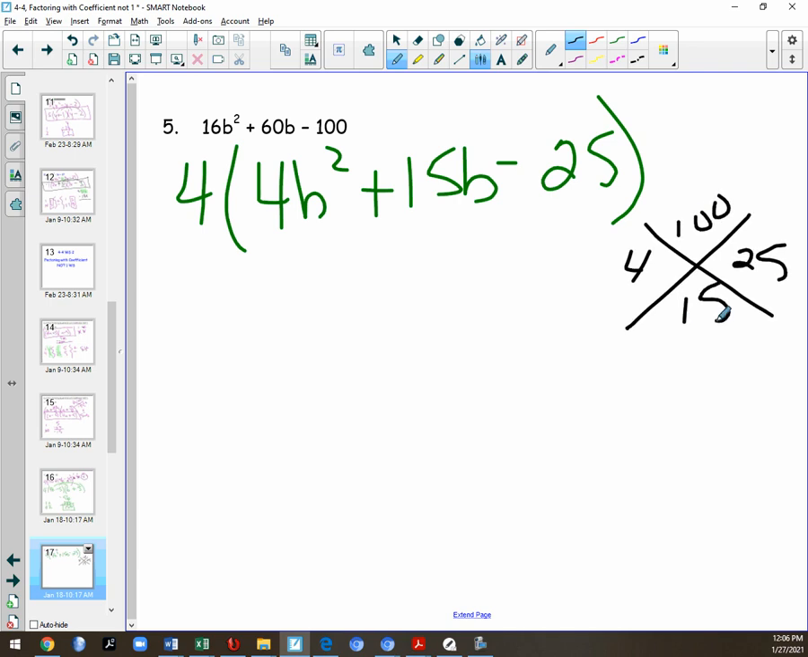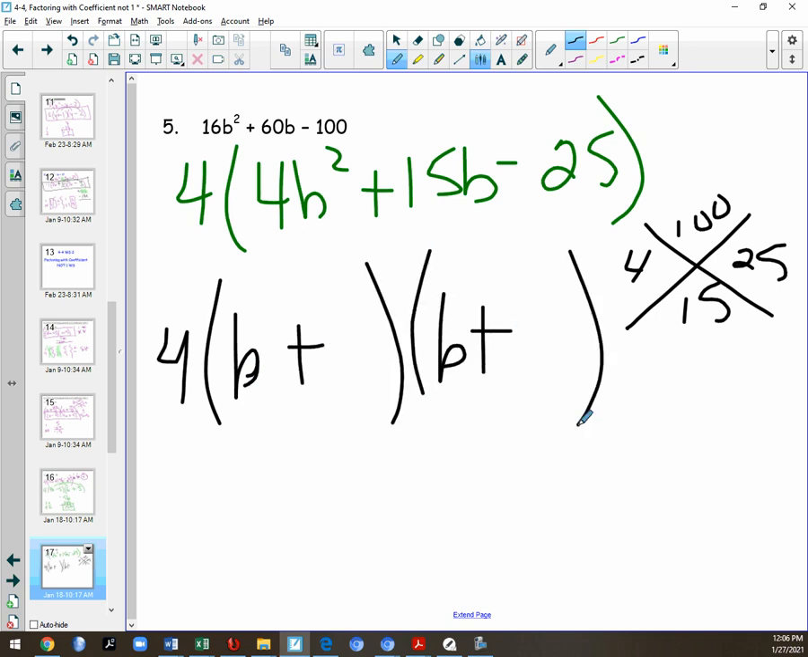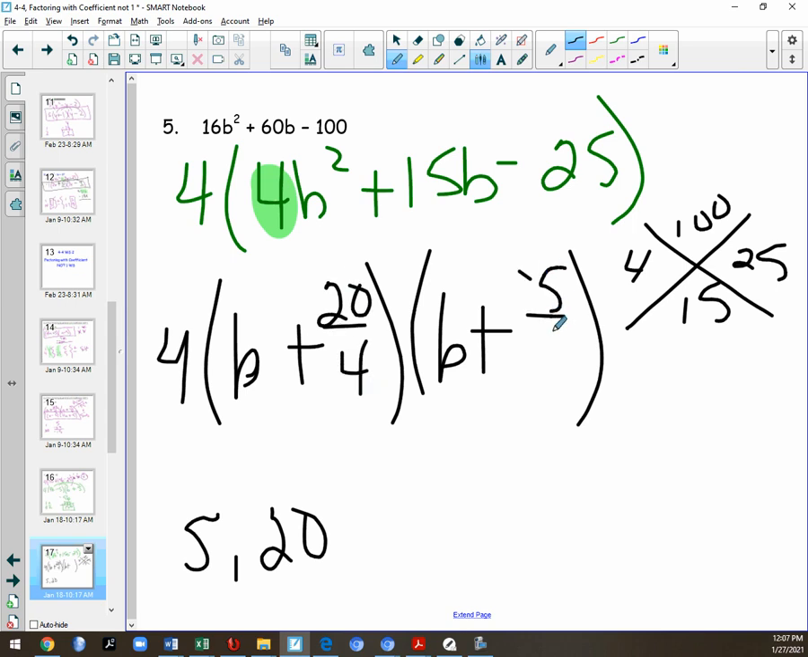We already learned from the previous example, I'm going to have a b plus and a b plus. The numbers that we're going to use are going to be 5 and 20. Remember, we already saw that over here. 5 and 20 is going to give me 15. So my a value is 4. My a value that I'm talking about is right here. So I need to have a positive 15, so that's 20 over 4, and then negative 5 over 4.